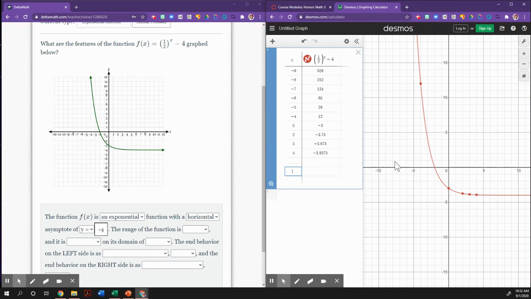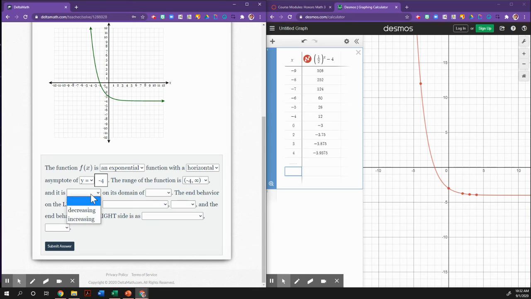Okay. So my y values are going off into infinity. So the range is going off to positive infinity. All right, there it is. So -4 to positive infinity. I just had to get it going in the right direction. And it is a decreasing function.